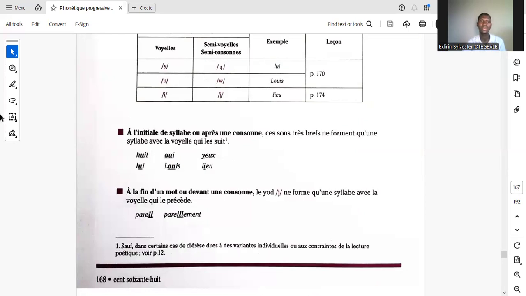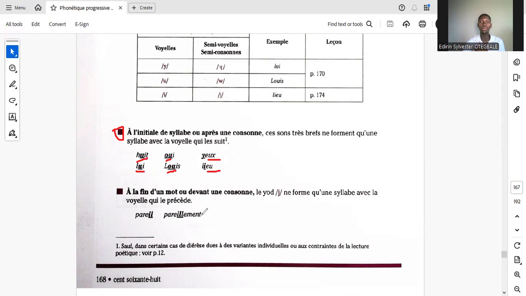Look at what we have here. We have the 'i' in syllables, for example. After a consonant, they are very brief and form only one syllable with the vowel that follows them. That is, they constitute just a single syllable in a word. Example, we have oui, we have Louis, we have lui, we have Léo again. So you find that they are merely one syllable at the end.